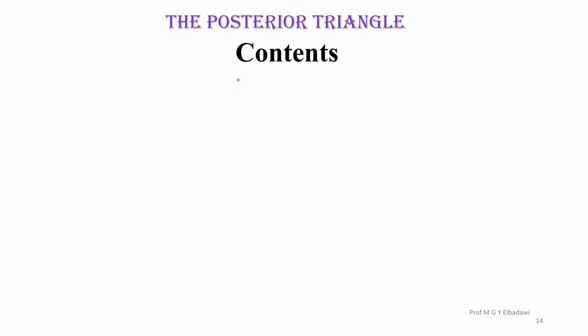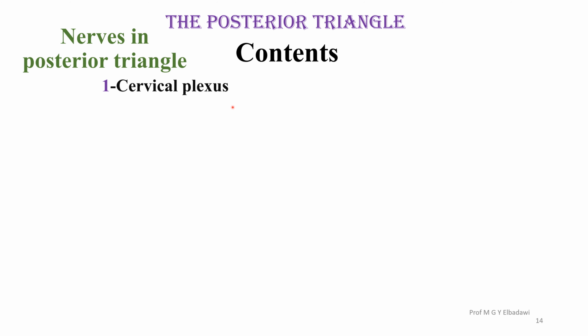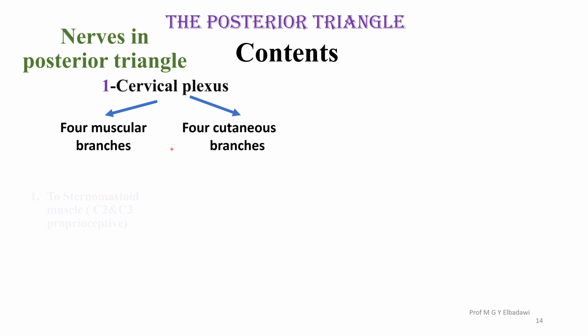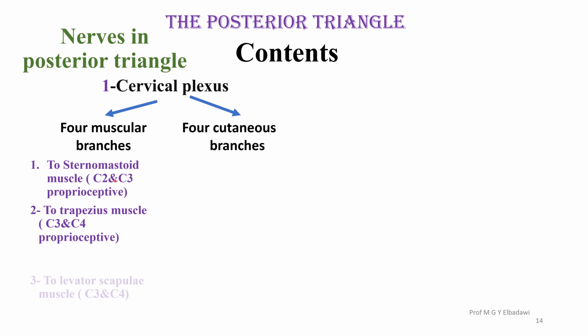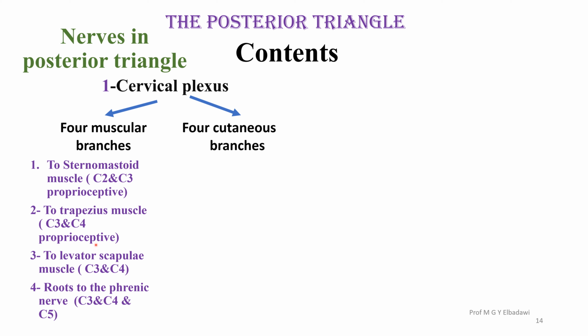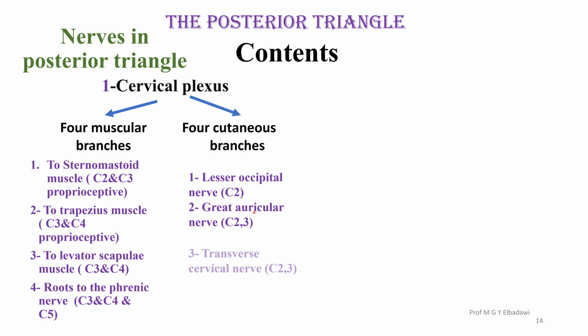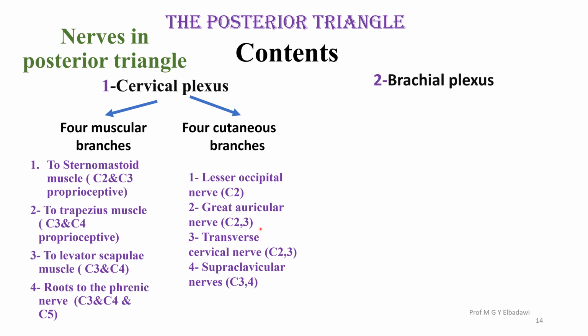And for the contents of the nerves in the posterior triangle, they are the cervical plexus, which gives 4 muscular branches and 4 cutaneous branches. The muscular branches are to the sternocleidomastoid and the trapezius as proprioceptive, to the levator scapulae muscle, and a branch through the phrenic to the diaphragm. The 4 cutaneous branches are the lesser occipital, the great auricular, the transverse cervical, and the supraclavicular nerves.